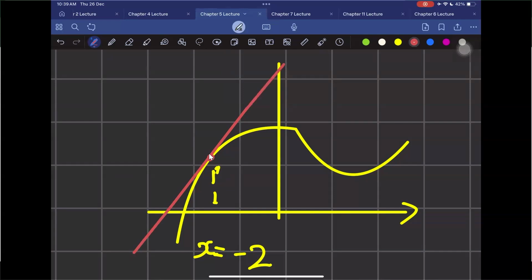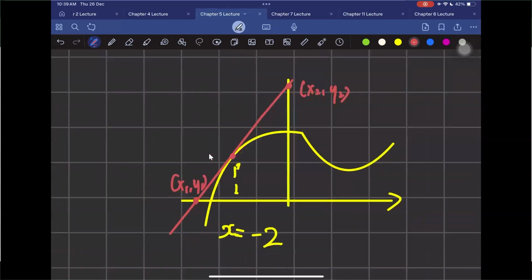Let's say you have drawn it over here and over here, and then you find the coordinates. Let's say over here is x1 comma y1, and then you have x2 comma y2. Then you calculate the gradient between these points. That's how you find the gradient of a curve. So your gradient would be y2 minus y1 over x2 minus x1. Once you get this, you'll get your final answer.